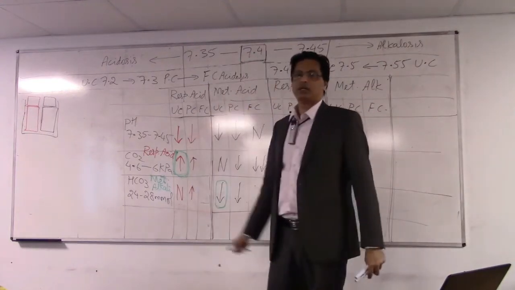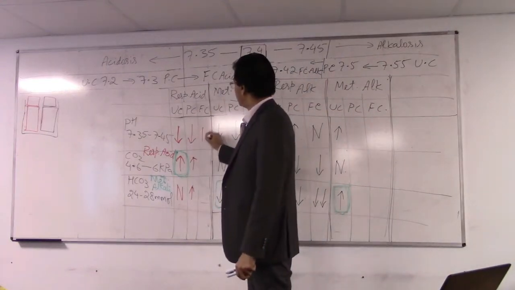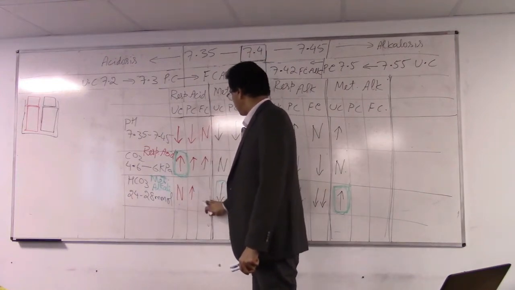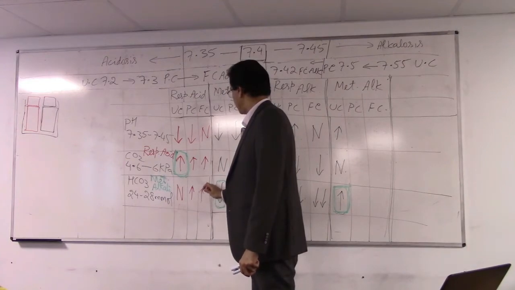And again you put the arrows in the fully compensated. Normal. The pH is normal and carbon dioxide is still high. Further. And the bicarbonate will be further high. It will increase even more.